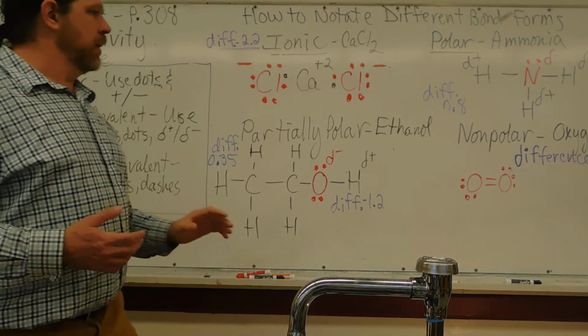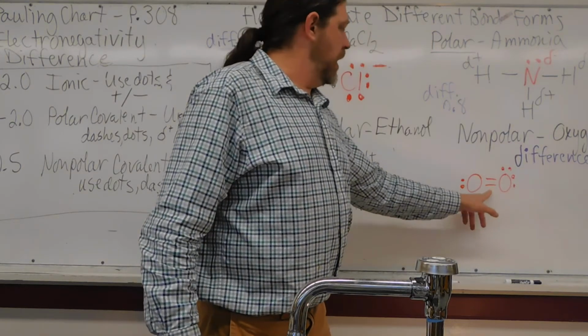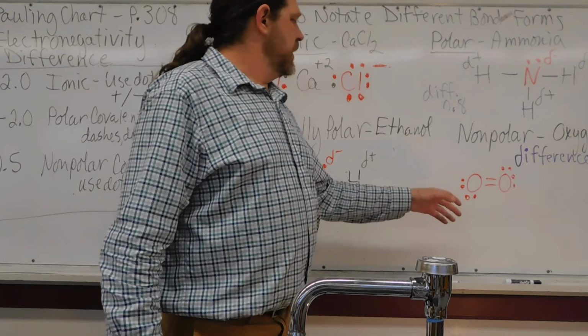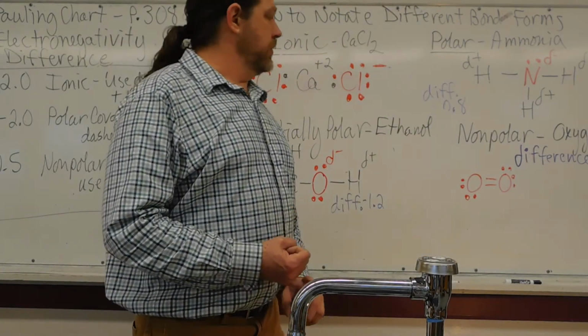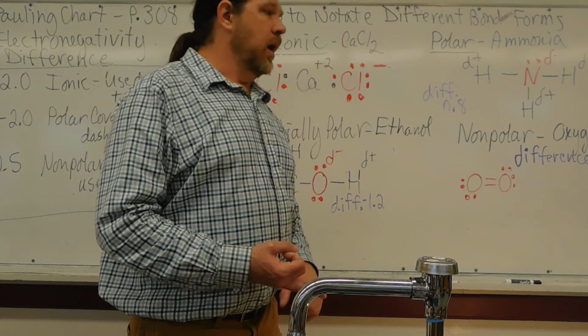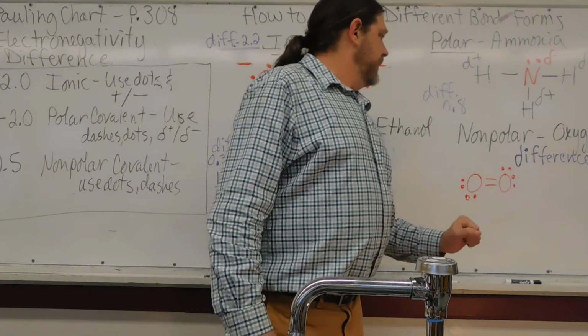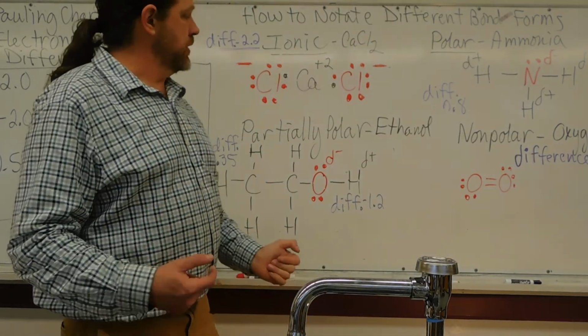When we get to nonpolar, this is the simplest. We simply show shared covalent bonds. Oxygen, being a group 6 element, needs to form 2 bonds. So when it does with itself, it always comes in pairs, like our other diatomics, hydrogen, fluorine, chlorine, and so forth. Their electronegativity difference, once again, is 0, so we simply show covalent bonding and no further symbols.